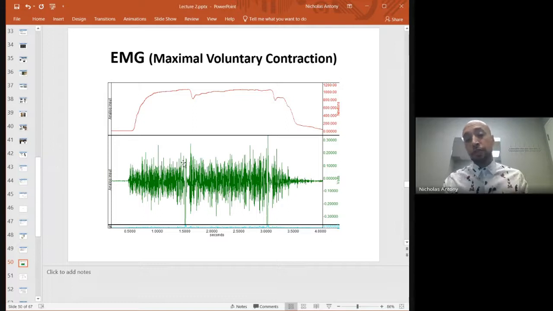Here's an example of a tracing of EMG. Let's say this was on a thumb muscle. Here, the muscle is being utilized because you're reading electrical activity.